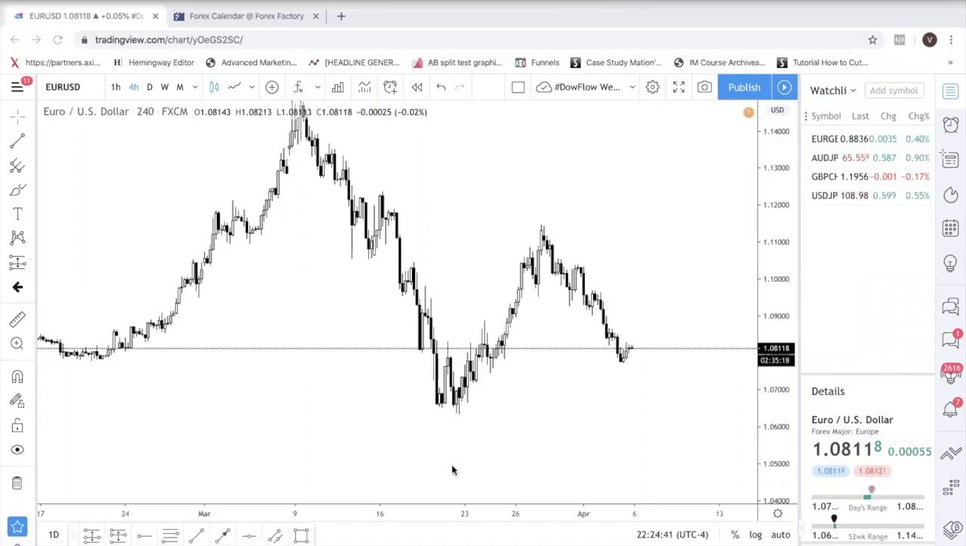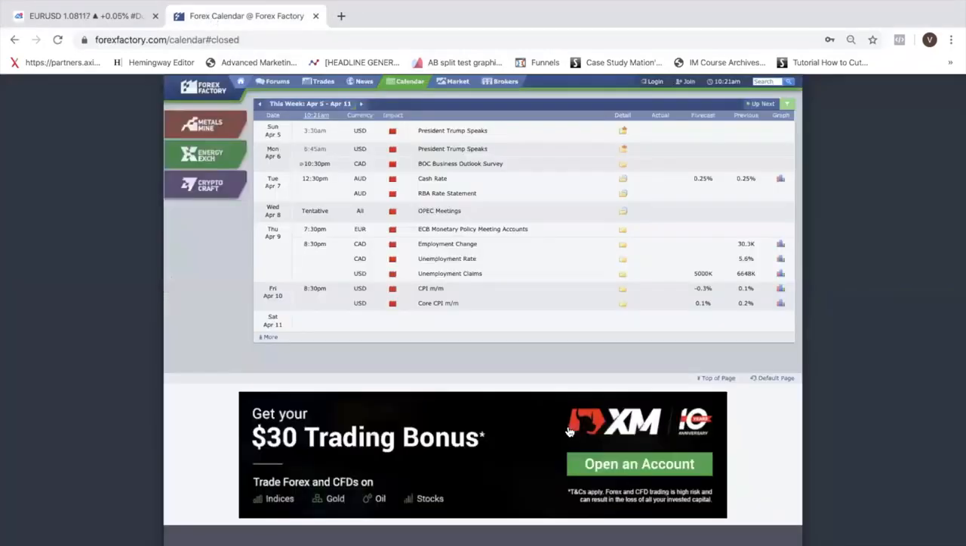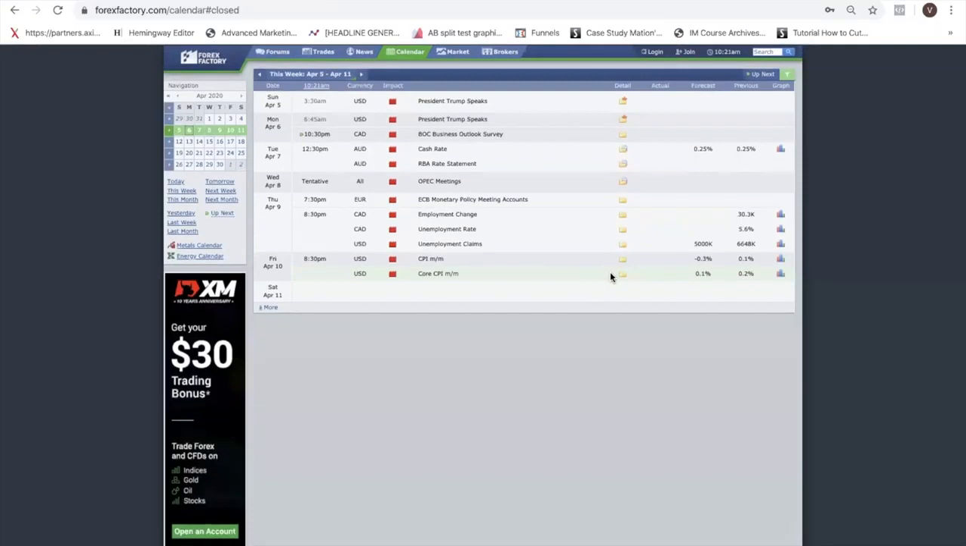So this week, I want to start recording a video about our thoughts on the current market condition, as well as what to look out for. Okay, so let's start with looking at the Forex calendar.